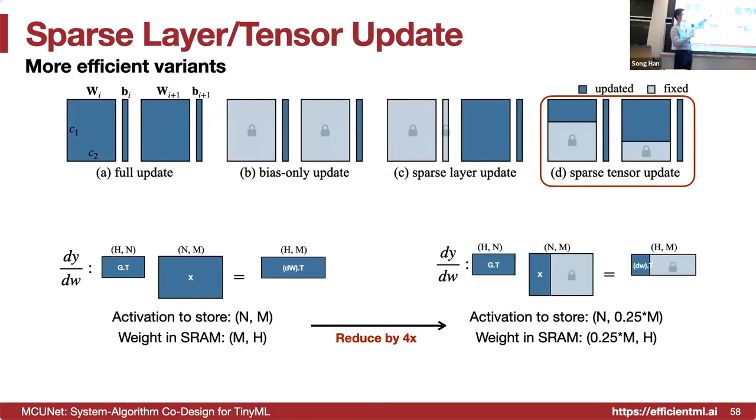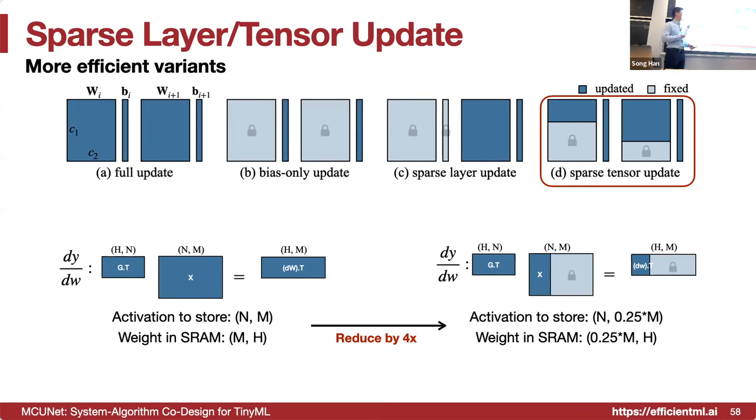This is another visualization of these techniques. In a full update, you update both the weights and also the activation. This is the bias only update, where we only update the bias, versus sparse layer update, where among the layers we only update that layer, versus sparse tensor update, where we update the tensor partially.